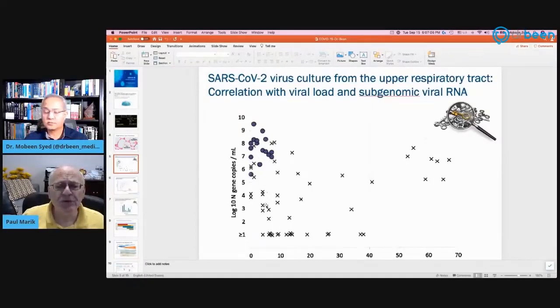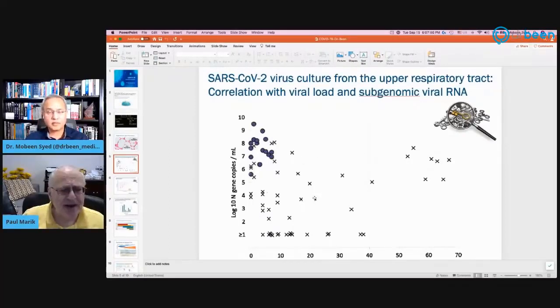The dark circles reflect those patients that have viral culture positive. So you will see patients only have positive virus culture up until day 8. Past day 8, all the viruses are dead. What you're picking up on the PCR is dead viruses. You're picking up RNA fragments. So the fact that the PCR is positive does not mean the patients have living, replicating virus. What you're picking up is RNA fragments from all the gazillion dead viruses.